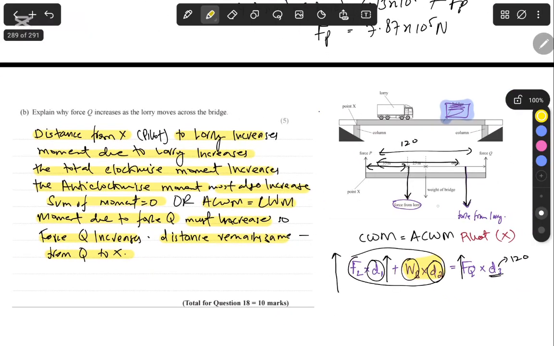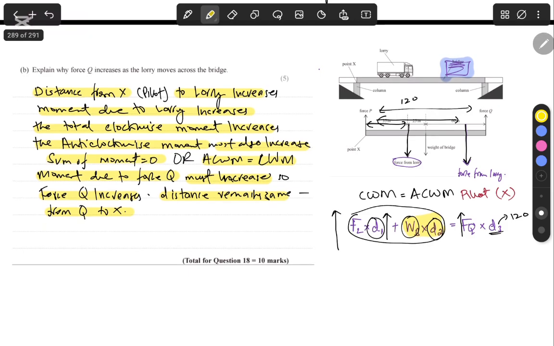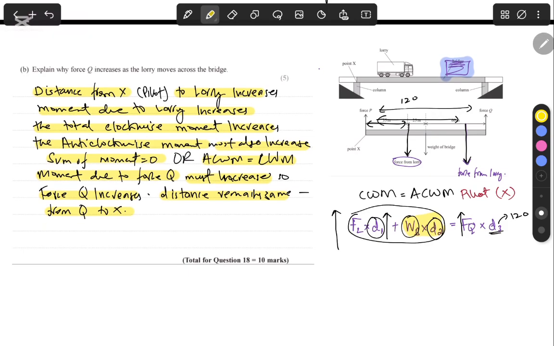So I hope that answer makes sense. And yeah, now I'll show you the mark scheme and the examiner report, and we'll end this video then.